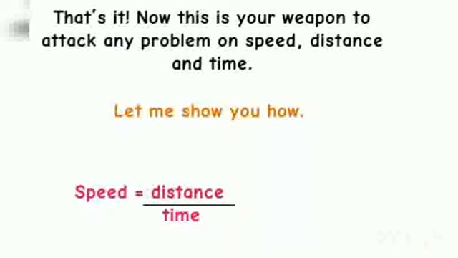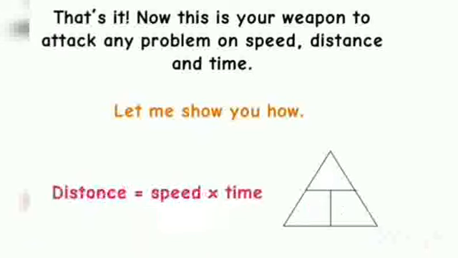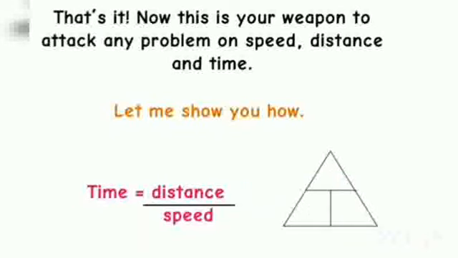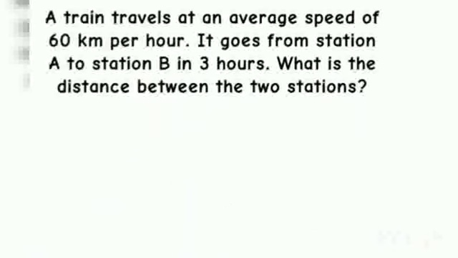Speed is equal to distance upon time, correct? So, S is equal to, you can see D is at top, T is at down. Distance is equal to speed into time. See the position, S and T are all together, so in multiplication. And time position, you just observe, D is at top, S is at down.